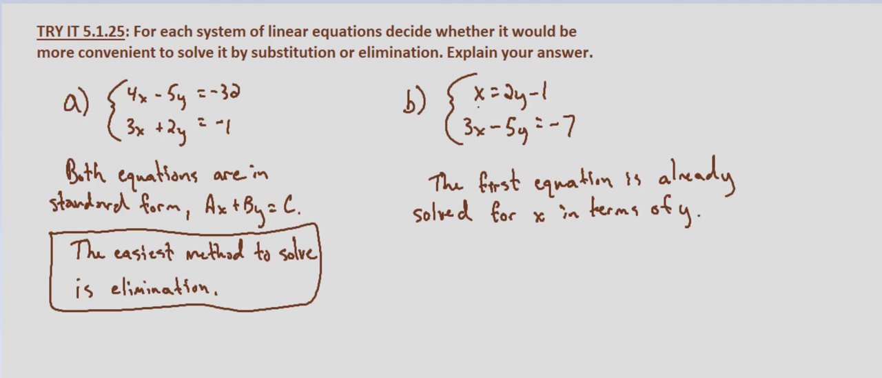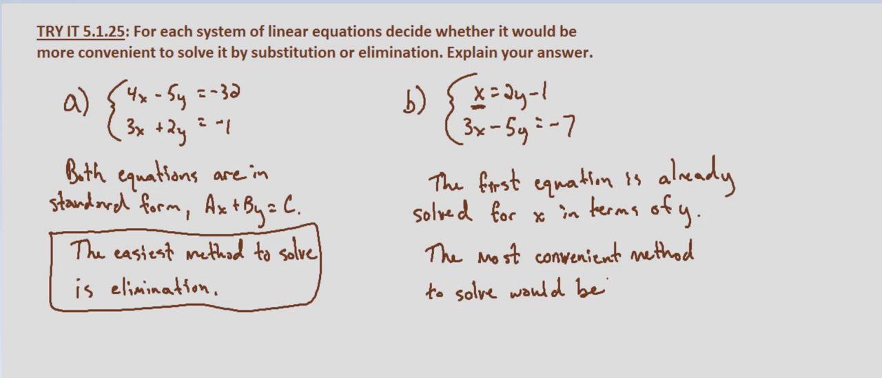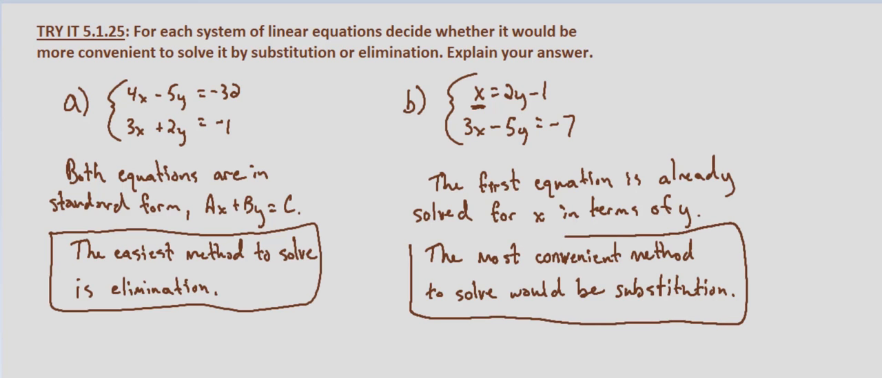So because we've already solved for x, it's already isolated on one side of the equation, the most convenient method to solve would be substitution. And again, that's because one of the variables is already solved for in terms of the other variable.